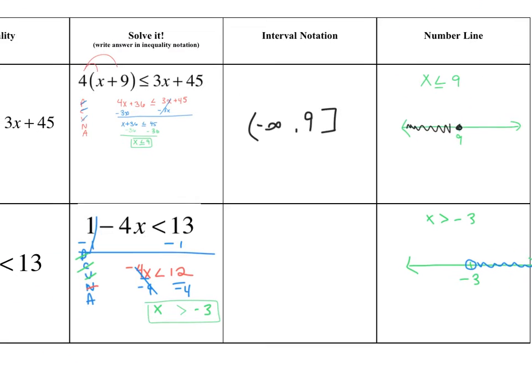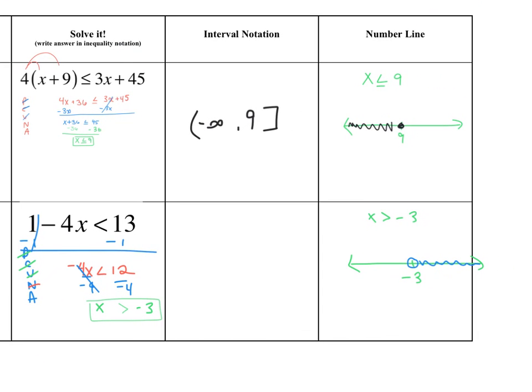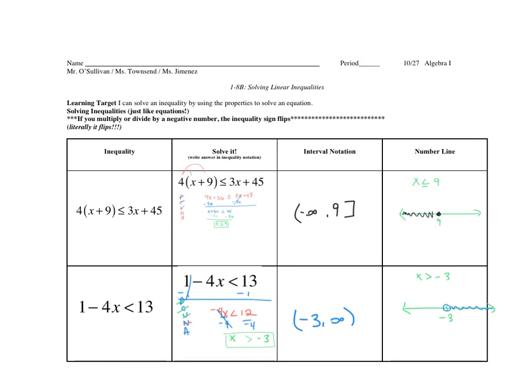Now when I do my interval notation, I start at my negative 3, and I'm going on forever and ever to the right, so it's positive infinity. We always use parentheses for infinity, and since it's an open circle around my negative 3, I use another parenthesis. That's your final answer. That's how you solve a linear inequality.